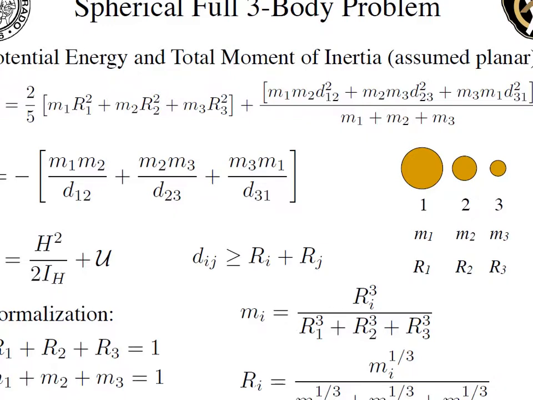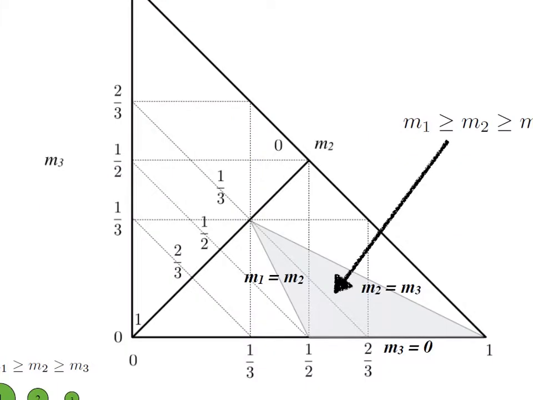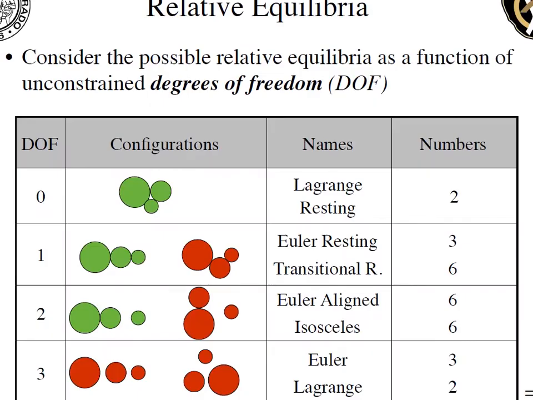We introduce normalizations on the radii of the bodies and on the masses of these bodies, and these, of course, are connected with each other. And then what we can do, if we assume a specific ordering of these masses, so that 1 is the largest, followed by 2, followed by 3, is we can then completely study the problem just by focusing on this one triangle of the full parameter space of the system in terms of the mass 1, mass 2, and mass 3.